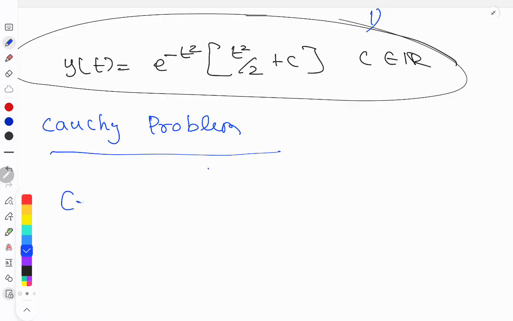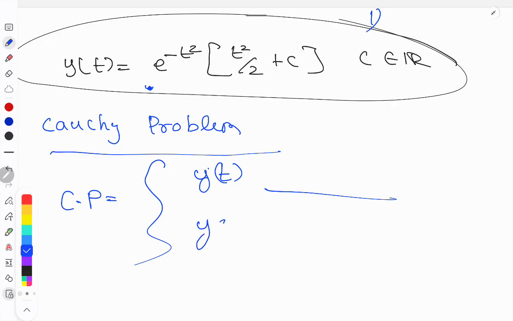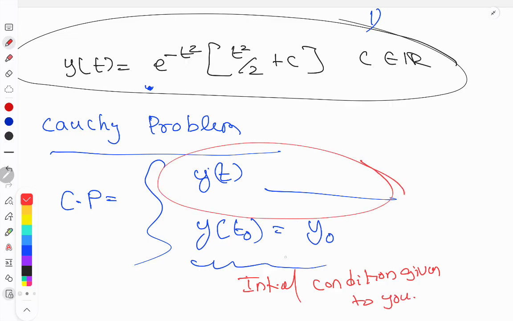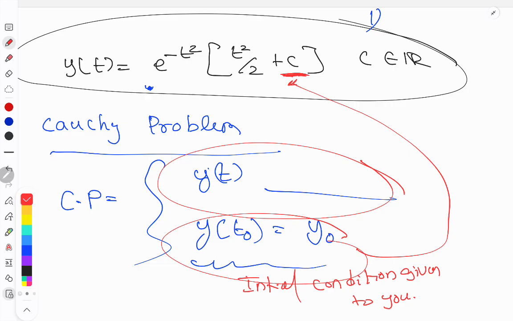So in a Cauchy problem you will have two things. One, that y of t that you have already computed before, and your initial condition of y of t would be given to you. So this is the initial condition given to you. You have the y of t, you have an initial condition, so if you put this one over here, you can get the value of c. That's the thing we need to do.